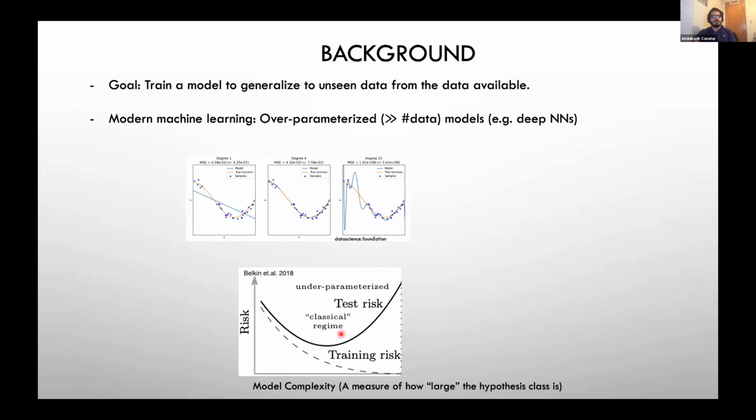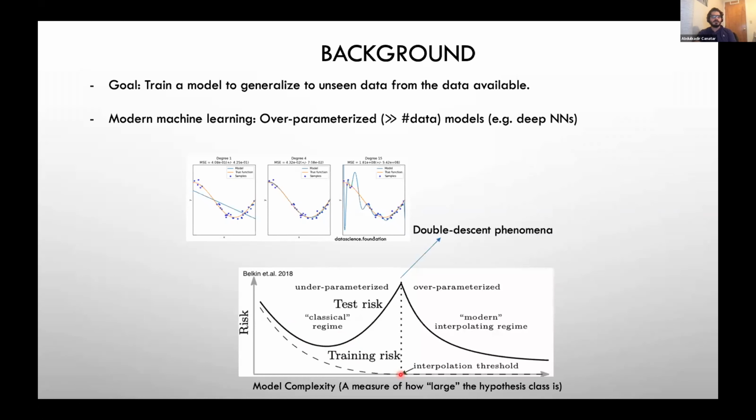In this plot, what you see is that test risk increases as you fit the data more and more, and at the end you interpolate all the data, but what you find is bad generalization. However, in modern machine learning, what happens is that after this interpolation threshold, if you increase the model complexity more and more, you start generalizing well again. And this is called the double descent phenomenon.